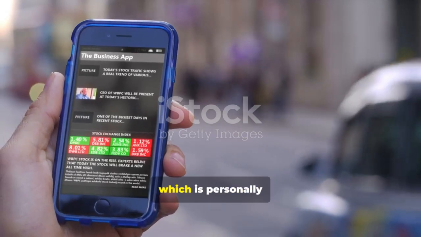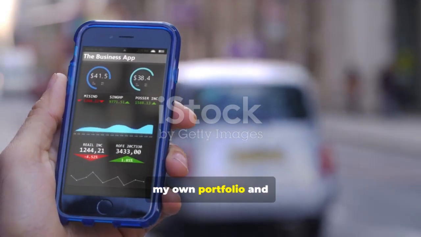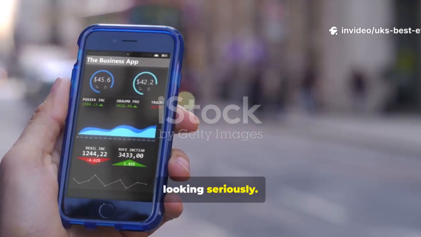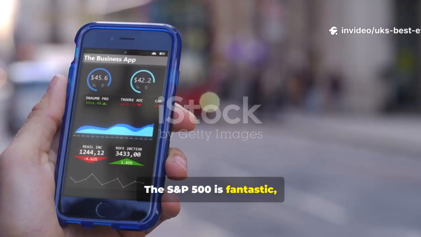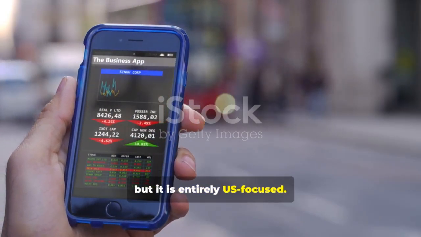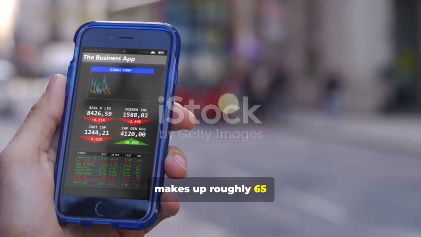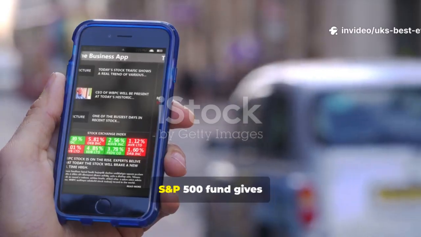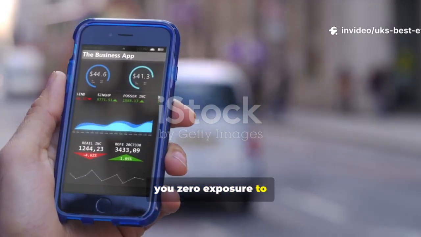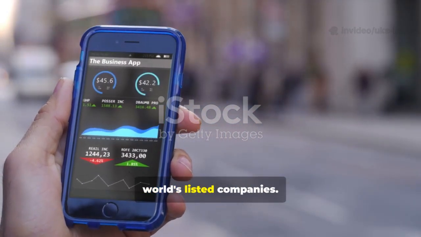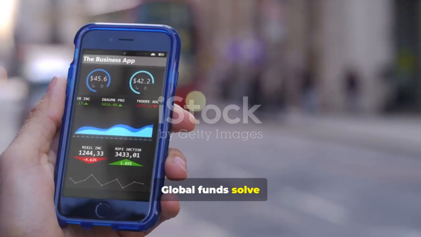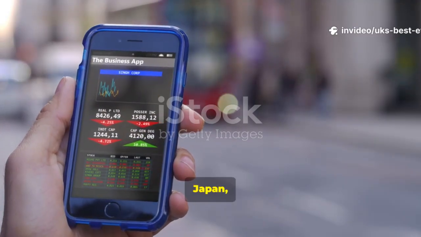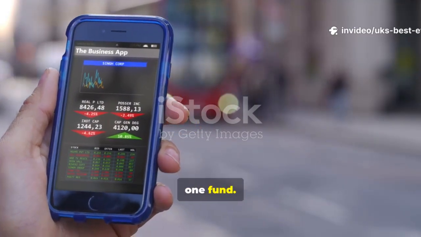Moving on to global funds, which is personally where I have the largest portion of my own portfolio and where I think most UK investors building long-term wealth should be looking seriously. The S&P 500 is fantastic, but it is entirely US-focused. The United States makes up roughly 65 to 70% of the global stock market by value, which means a pure S&P 500 fund gives you zero exposure to the other 30 to 35% of the world's listed companies. Global funds solve that by tracking an index that includes companies from dozens of countries, the US, Europe, Japan, Australia, Canada, and more, all in one fund.